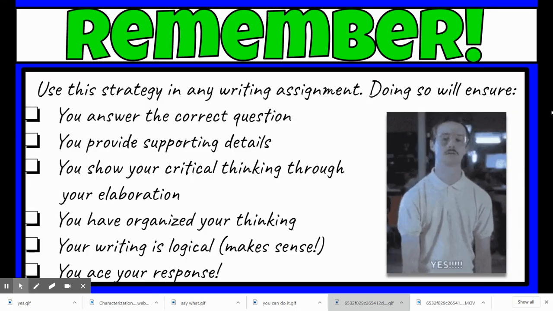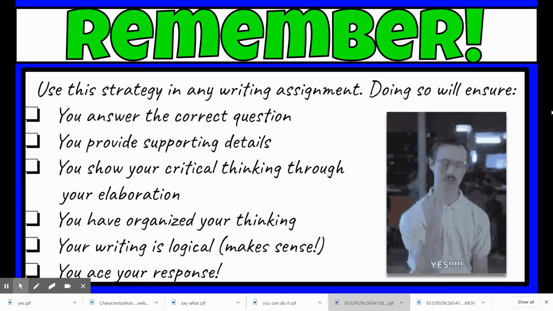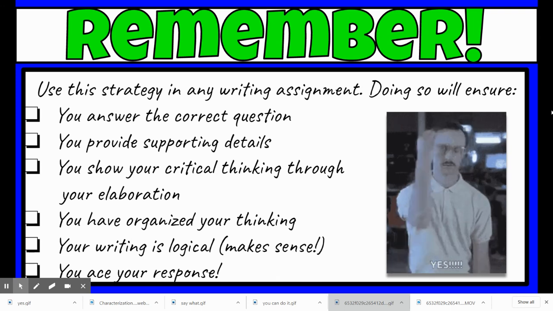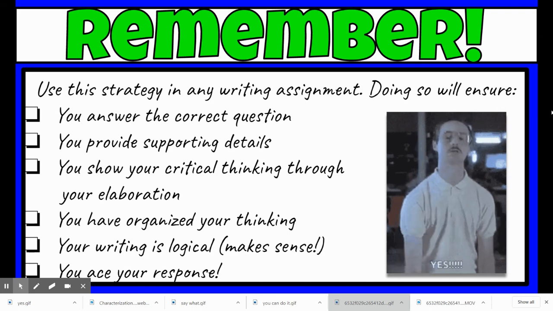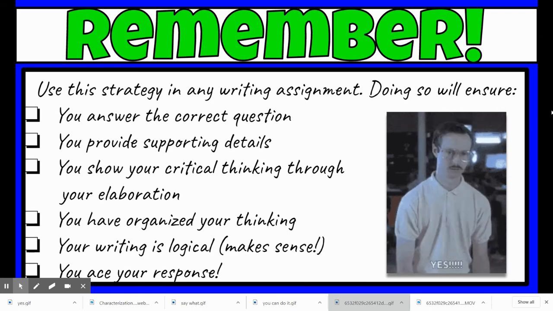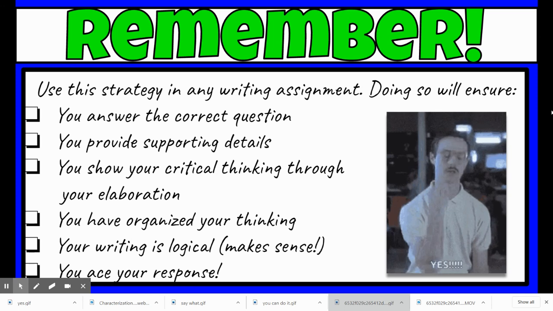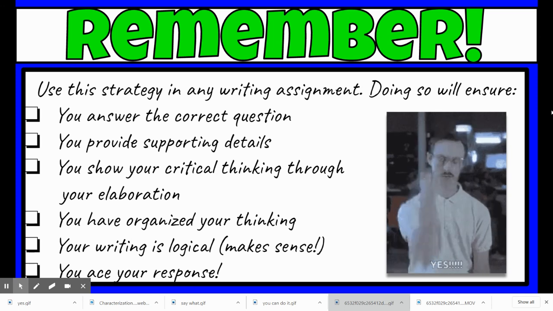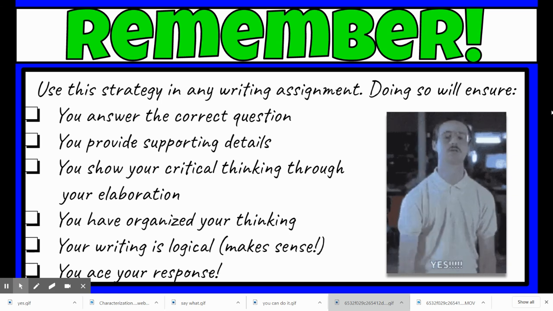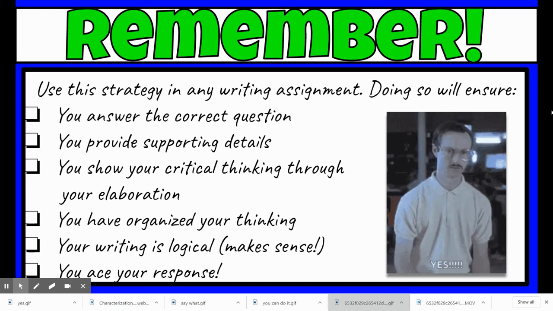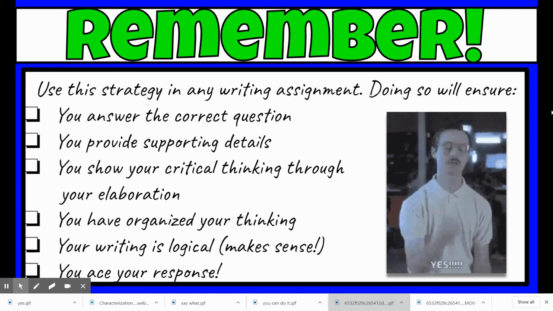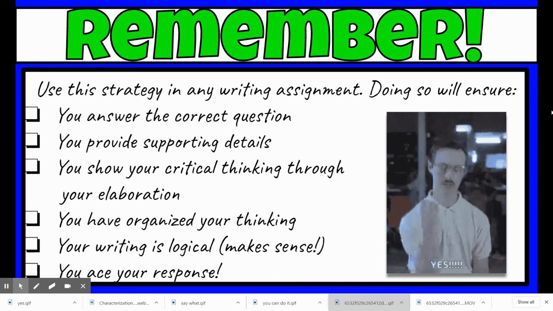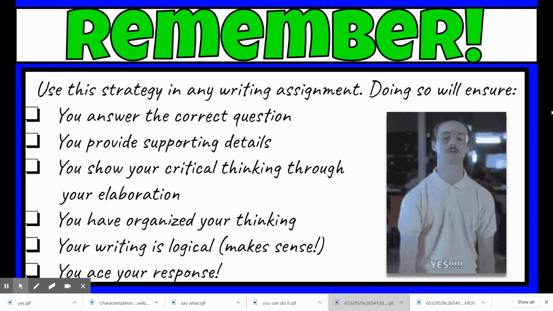Excellent. So you should at this point have had some practice identifying the different parts to an ACE paragraph as well as writing an ACE paragraph. Remember, use this strategy in any writing assignment that you get, because in using this strategy, you will ensure that you answer the correct question, that you've provided supporting details, that you've shown your critical thinking through your elaboration, that you've organized your thinking, that your writing is logical, meaning it makes sense. And if you do all of this, then your teachers will look at it and say, wow, they really aced that response.